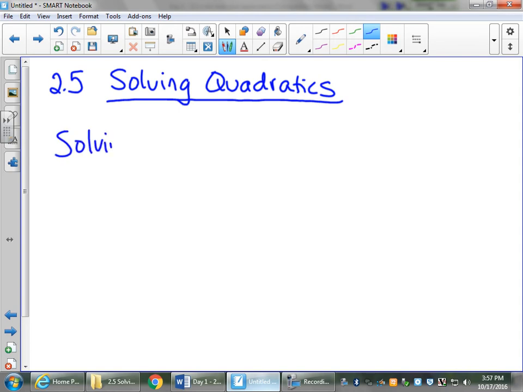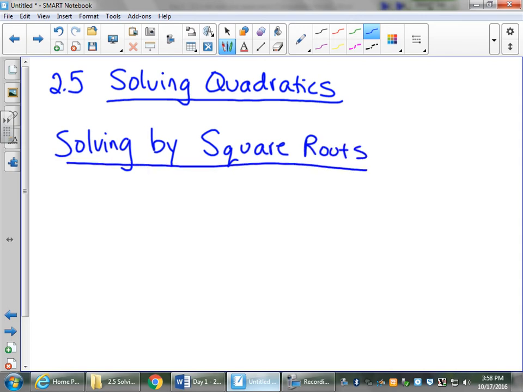So solving by square roots. That's one of 3 methods. The other methods that we're going to review during this section is solving by the quadratic formula. You would have learned that in Algebra 1. And then also solving by factoring. We've already learned how to factor, so that section won't really be anything new. We're just kind of combining skills that we've already learned together.